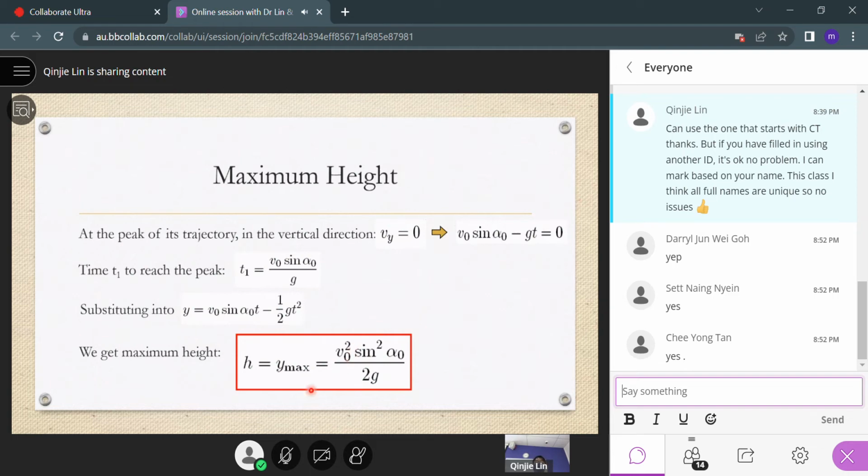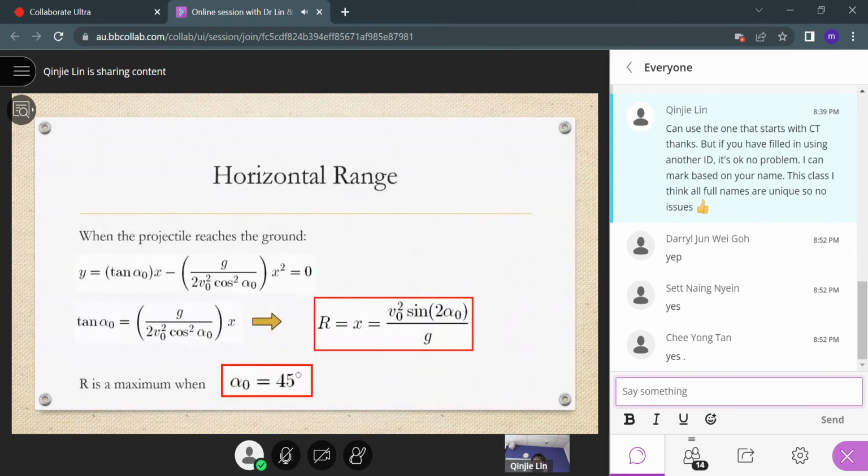The maximum height depends on your initial velocity. Of course, if your initial velocity is higher and you throw at a certain angle, you throw it faster and you will reach a larger height. It also depends on the angle that you throw the ball. So that's the height. We can also find the horizontal range. When we say range, we mean in the x direction, what is the furthest it can go? That is the range.